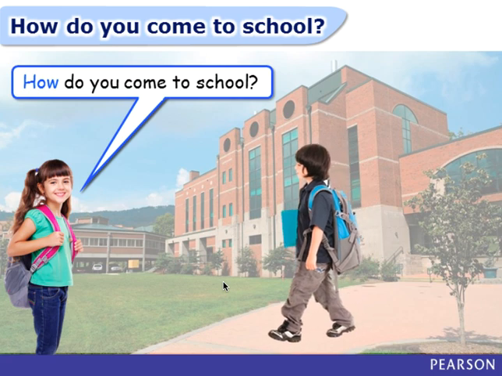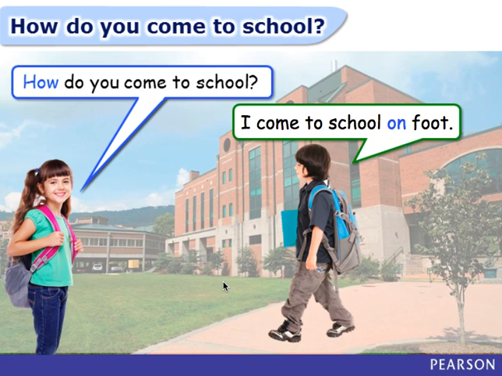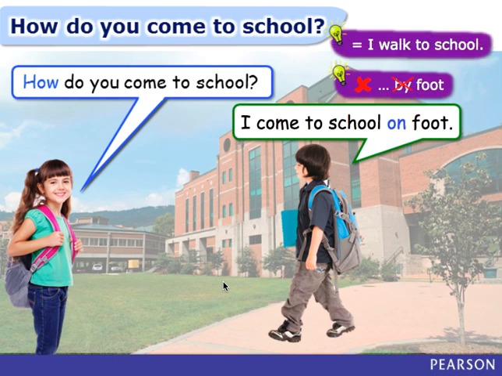So here you can see the little boy walk to school. So he can say, I come to school on foot. Remember not to say by foot. When you talk about I walk to school, you should use on foot. And when you say on foot, it's also equals to I walk to school.